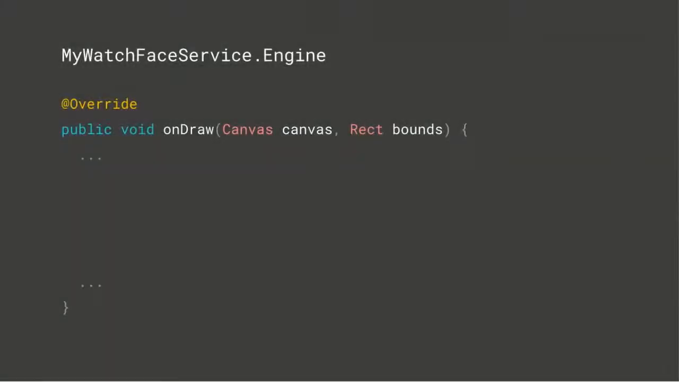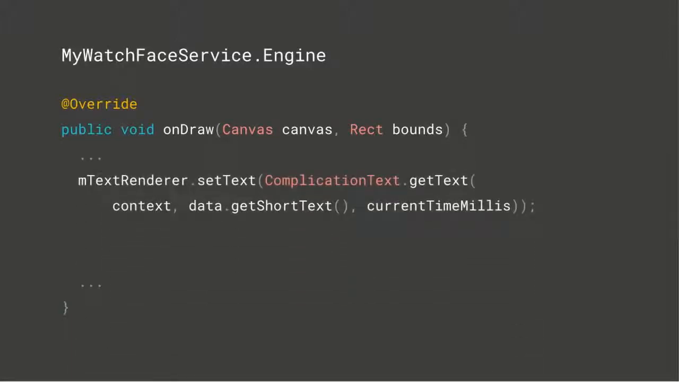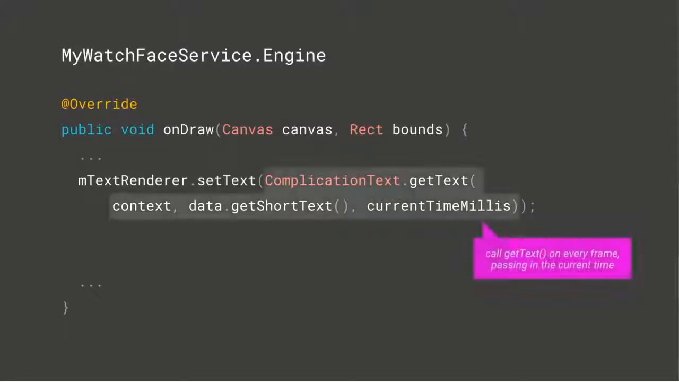Now, when you want to draw, you need to set the text on the renderer. So you do that calling setText, and to get the text, you call getText. Now, this takes the current time. And you need to do this every time you draw. And that's whether you're using text renderer or not. And that's because some complications are time dependent. So imagine a world clock complication. The text changes depending on the time.